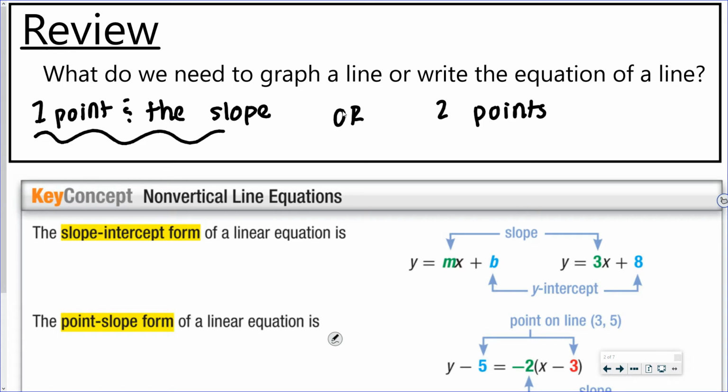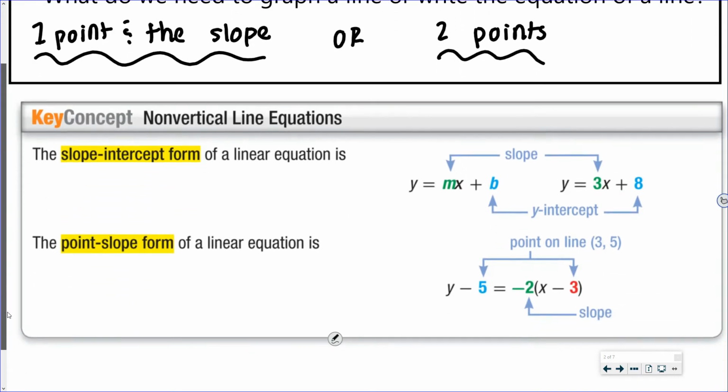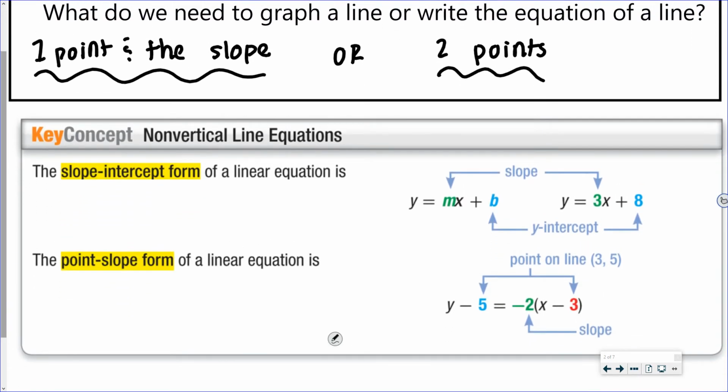In that case scenario, we could write the equation of the line, or we could graph it. Or in this case scenario, we could also write the equation of the line. So with a lot of these problems, guys, that's kind of how it's set up: they'll give you 2 points, even word problems, or they'll give you a point and the slope, and then from there, we use our different forms of equations of lines to write the equation of the line.